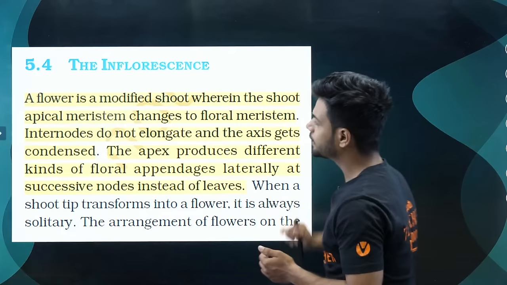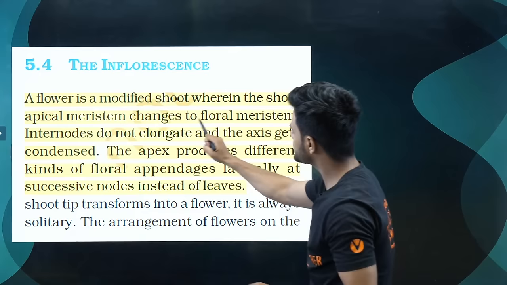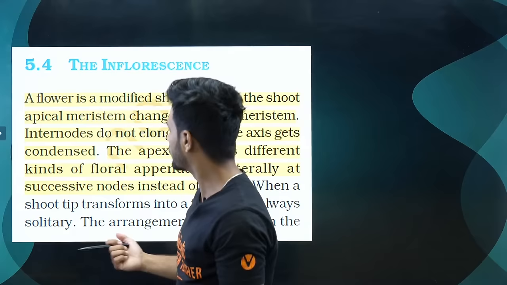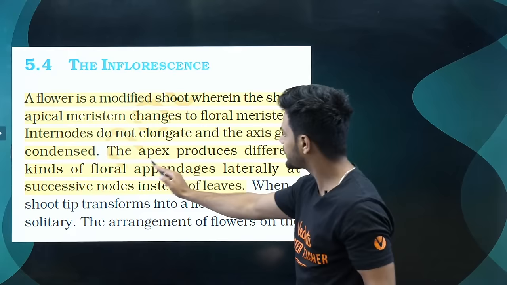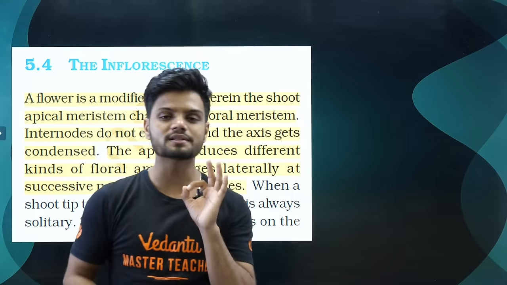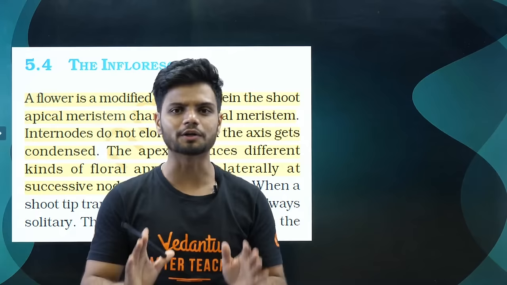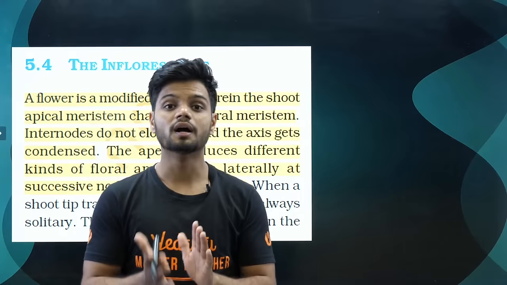If you look at your inflorescence, it's right here given. A flower is a modified shoot wherein the shoot apical meristem changes to floral meristem. Correct. Assertion is correct. What is the reason? Internodes do not elongate and the axis gets condensed. Apex produces different kinds of floral appendages lateral to the successive nodes instead of leaves. Are you noticing? Direct line of your NCERT, not even one word here and there. Such a lazy question. Yet, so many students went wrong thinking that this question is part of your flower. In fact, it's part of your inflorescence.